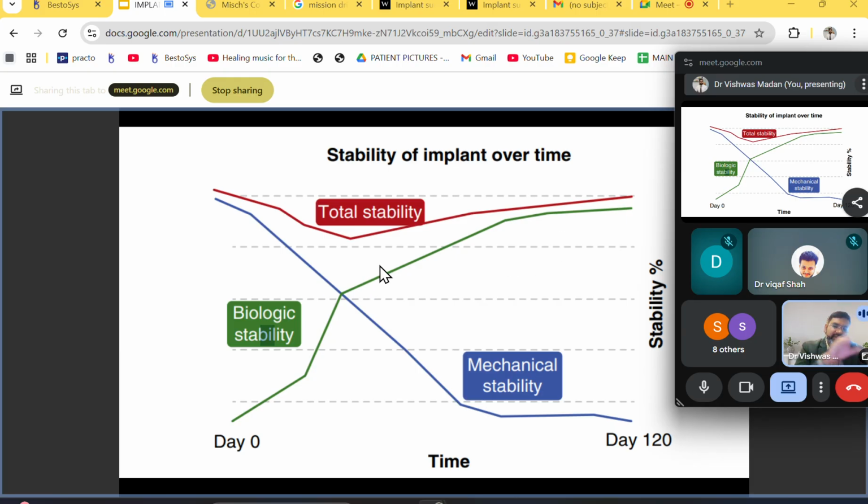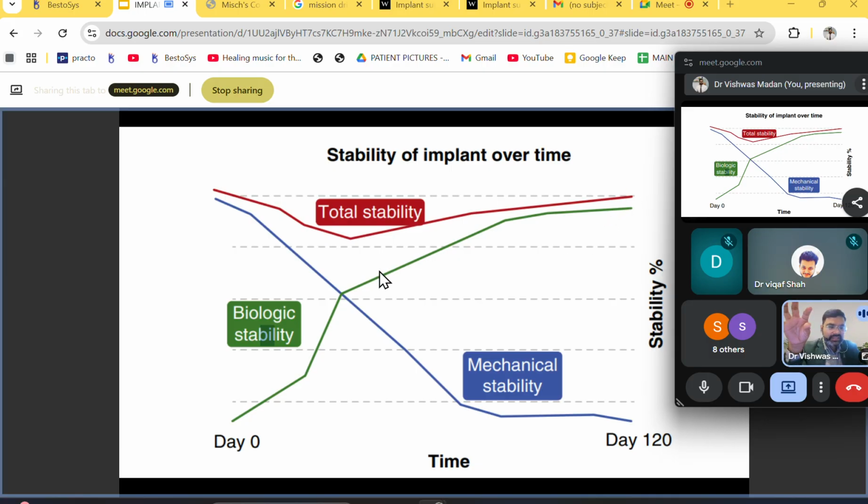So what is important to understand in the implant process is, on the first day primary stability is there, after 15 days it goes down. And it almost vanishes in about 3 to 4 months. The primary stability is gone. On the first day, there is no biological stability. Slowly it rises. On the 15th day, it is starting to rise. And on the 40th day, 50th day, 60th day, 100th day, it is maximum.